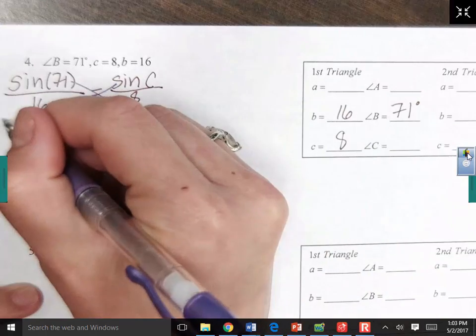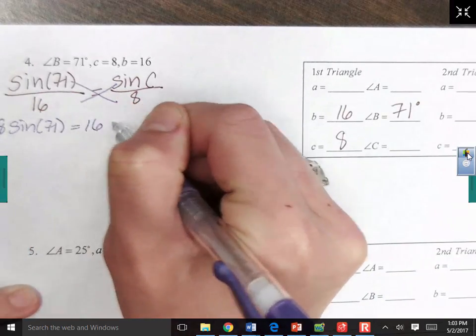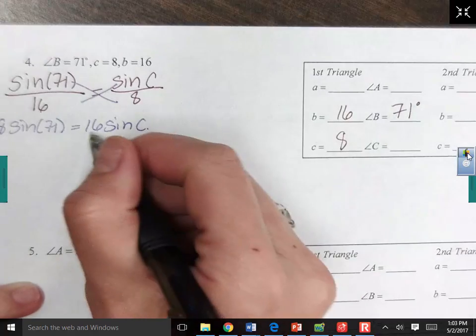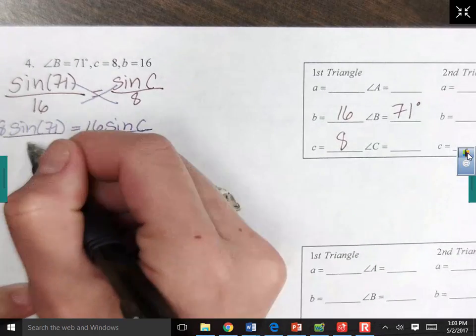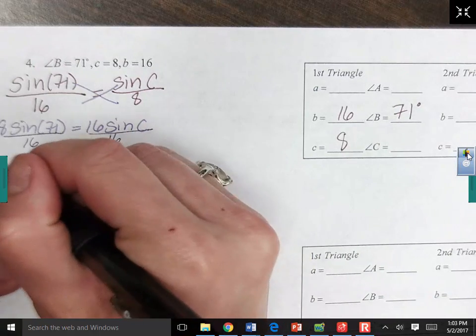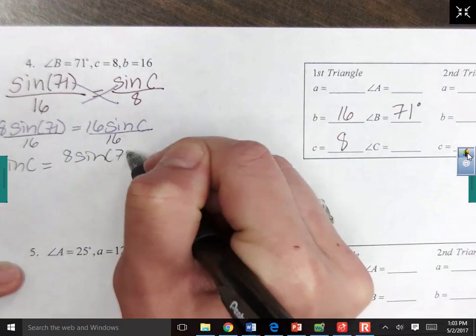Good, cross multiply. So that gives us 8 sine of 71 is equal to 16 sine of C. So then what do we do to both sides, Alexia? You divide them both by 16. Very good. That leaves us with the sine of C is equal to 8 sine of 71 divided by 16.